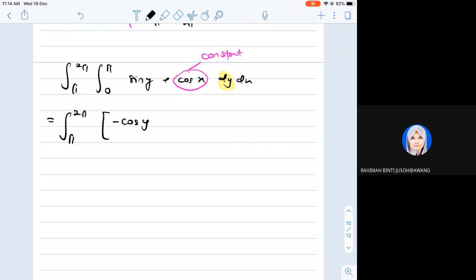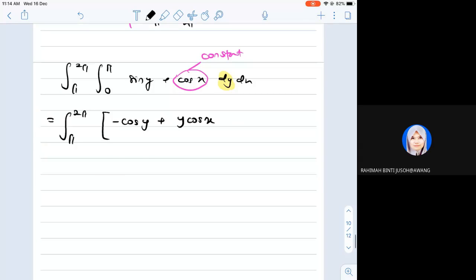Okay, and then now since x is just a constant, the whole thing cos x is just a constant. So when you integrate a constant with respect to y, you will get y multiplied by cos x.